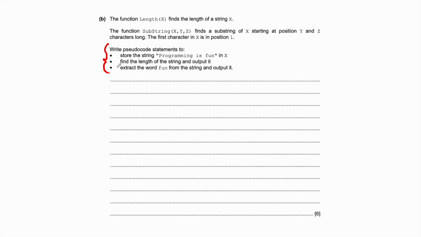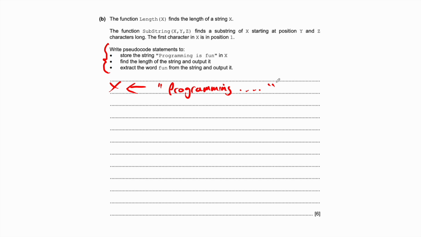Write a pseudocode statement to store the string programming is fun in X. So that's actually pretty straightforward, right? They're not telling us to get it from a user or anything like that, so we're just going to say X, and in Cambridge vernacular they like an arrow to say that our thing, in this case a sentence, is being stored there. You should write the whole thing, I'm just cutting it short.